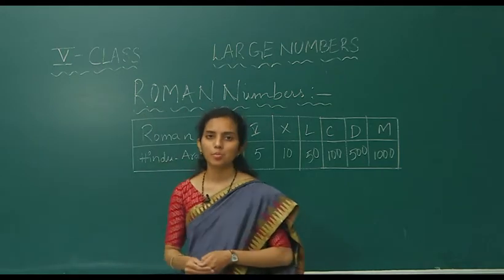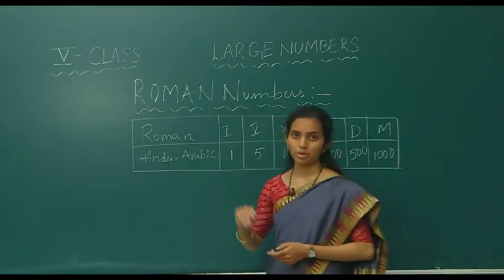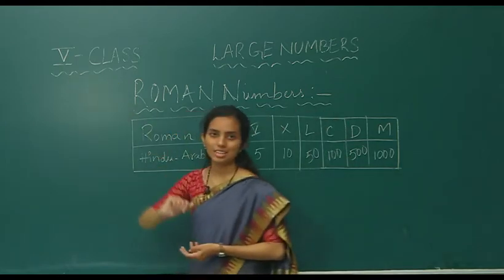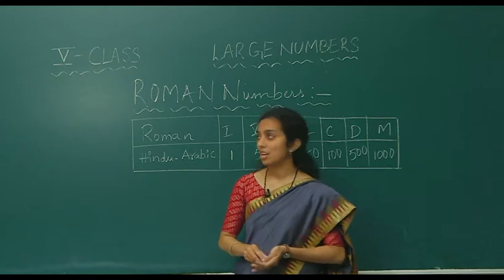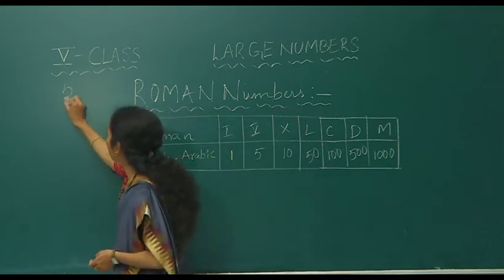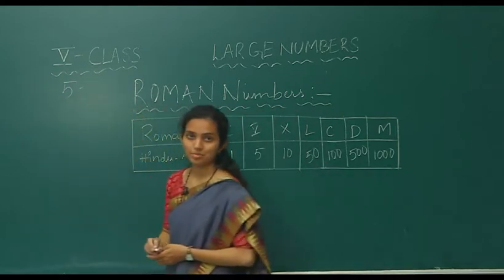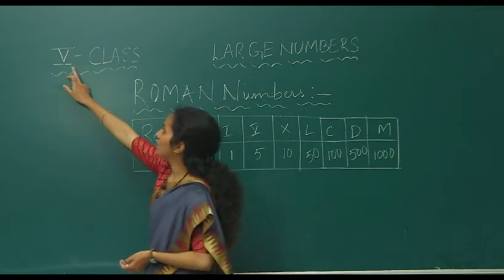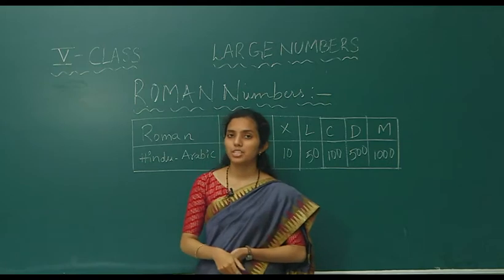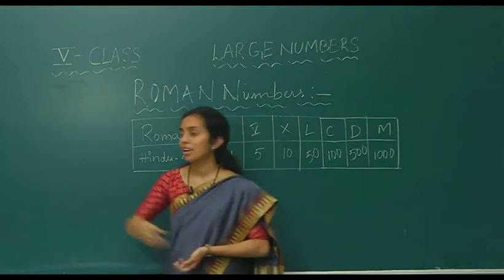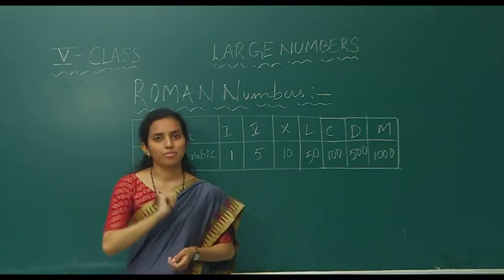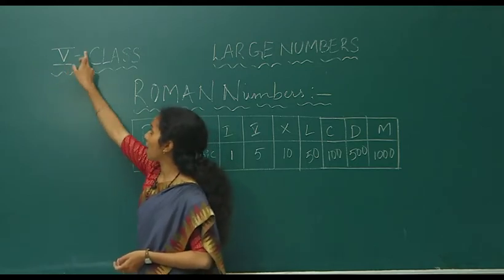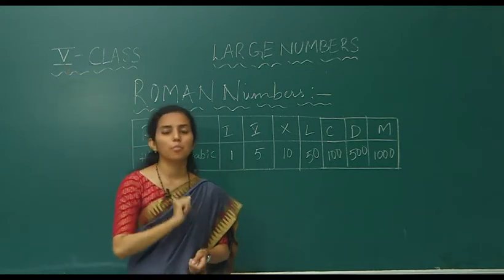Before going to our topic, you just observe the board. What is there? How did I write the number of your class? You are in 5th class, but did I write 5 class? No, I have written it in a different manner. So what does this symbol represent? Yes, you all know it. It represents 5. The letter V, with a sleeping line above and down, represents the number 5.